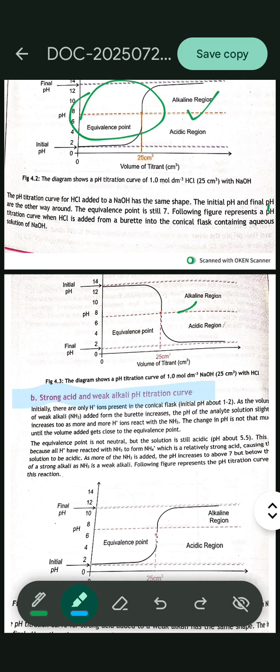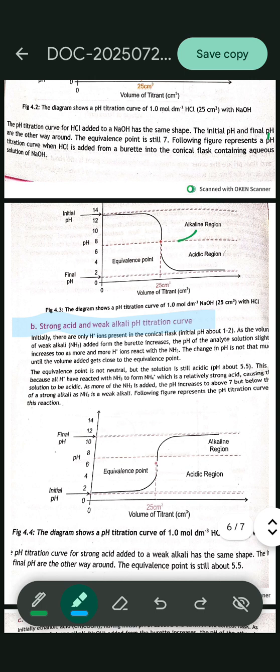So it is basically the titration of NH3 with the H+ ions. The equivalence point is not neutral, but the solution is still acidic. This is because all the H+ have reacted with NH3 to form NH4+, which is a relatively strong acid, causing the solution to be acidic. As more NH3 is added, the pH increases to above 7, but below that of a strong alkali, as NH3 is a weak alkali. The following curve represents the reaction.